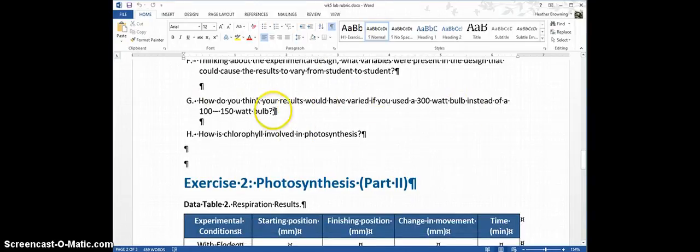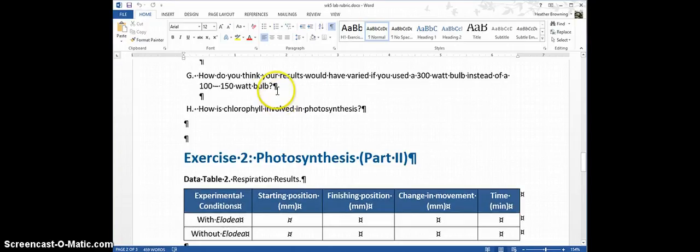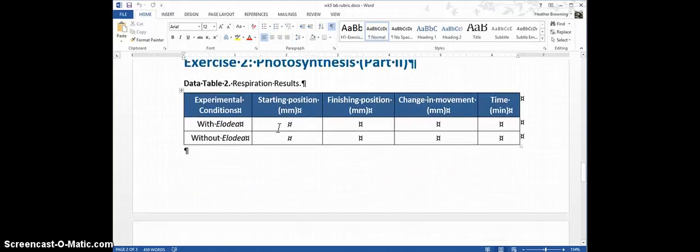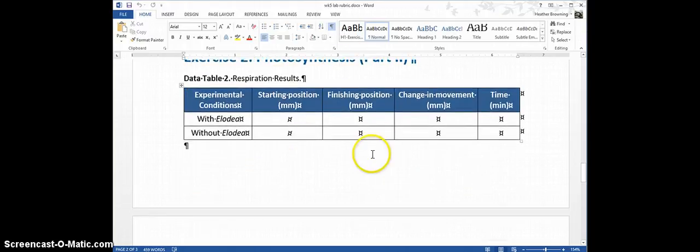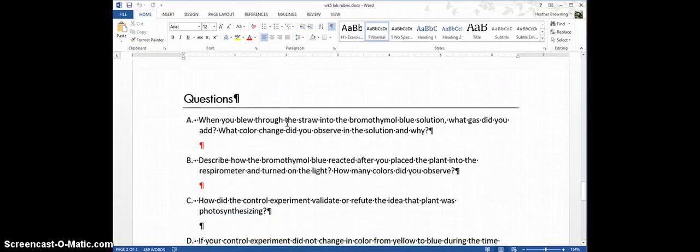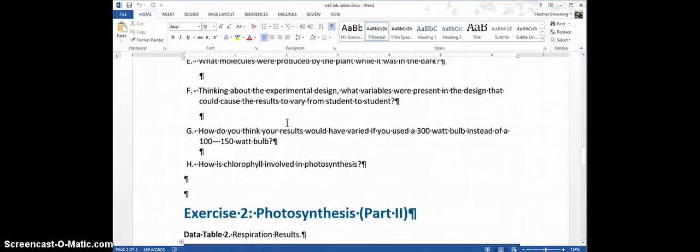Then, how would it be varied if you use a different wattage of bulb? And then, how is chlorophyll involved? Here's where I would probably need a reference, personally. And then, starting position, finishing position, change in movement and time. And then, are we still exercise 2?